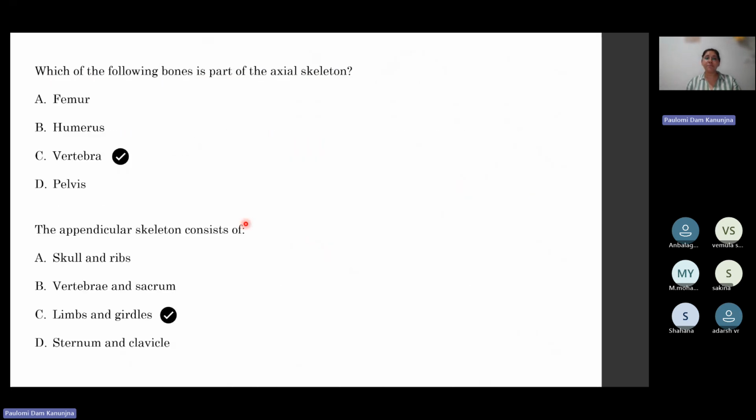So when you come back here, femur and humerus are in leg and hand, so they're appendicular. Pelvis is again a girdle, so it's appendicular. Second question, skull and ribs are the axial. Vertebra, again, the backbone, so your vertebra and the sacrum, which is at the end, are part of the axial. And sternum and clavicle, which is here. So again, your vertebra, the rib cage here. So that's sternum and clavicle. Those are appendicular. Those are axial. So limbs and girdles are appendicular. Okay. All right.